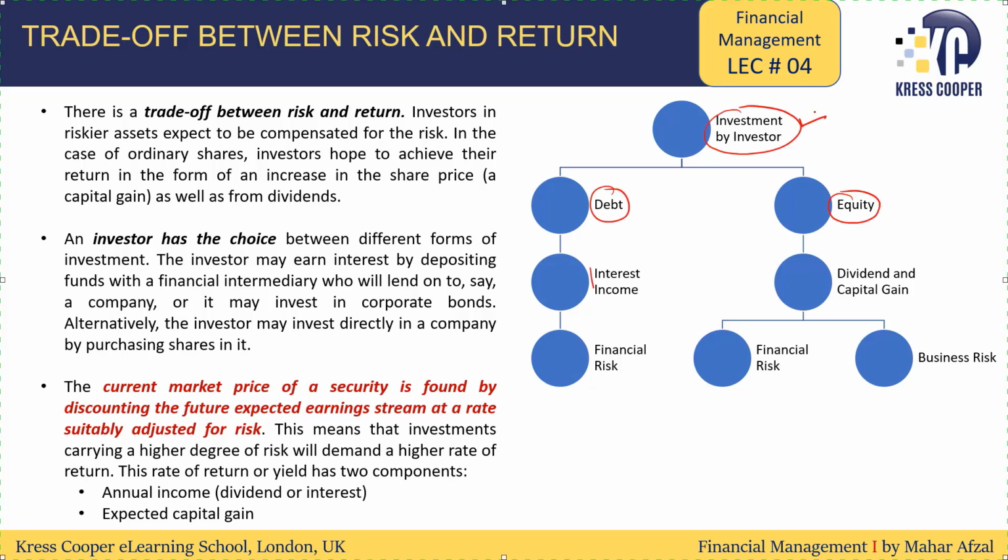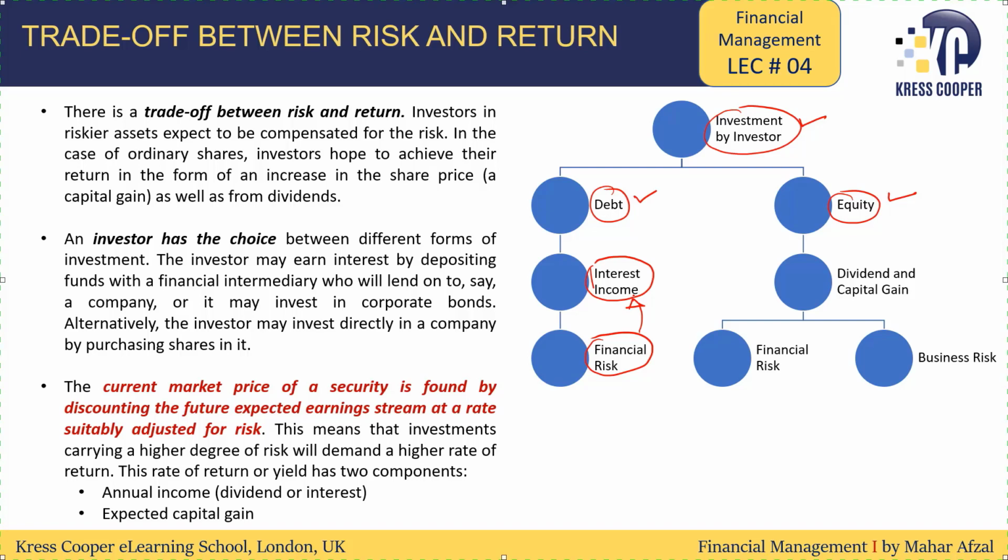An investor has a choice to make an investment in debt securities, or an investment in equity. If the investor is making an investment in debt securities, the investor will get a return in the form of interest income. This depends upon the financial risk, because debt securities carry only financial risk. So the investor will expect a return only against the financial risk. So it will be considered interest income for the investor.